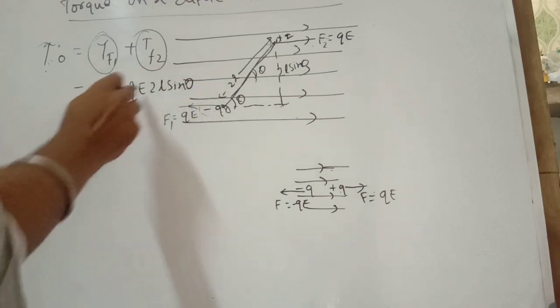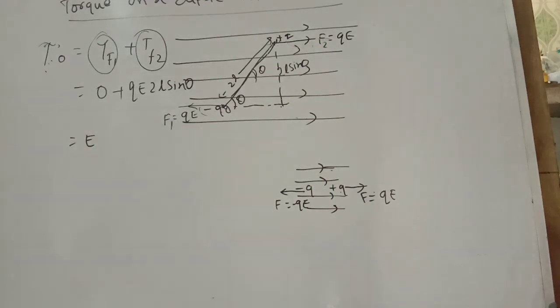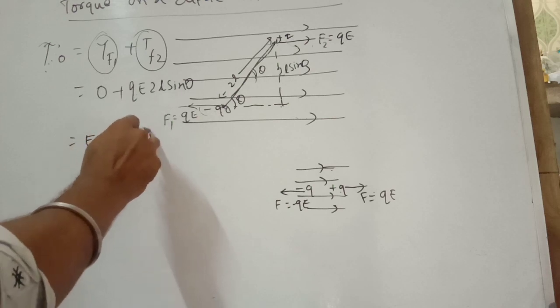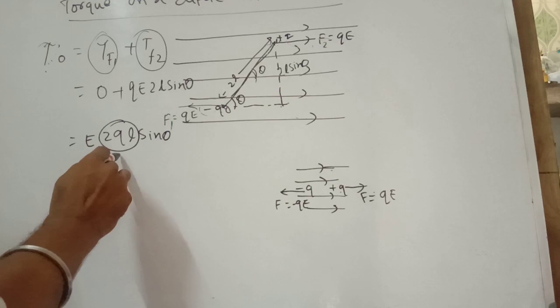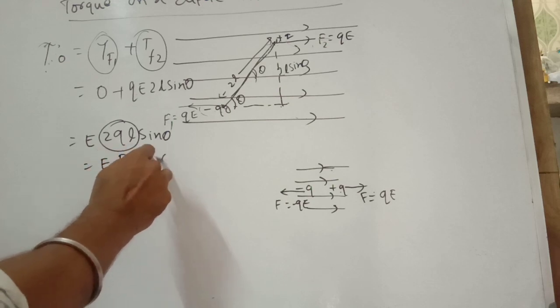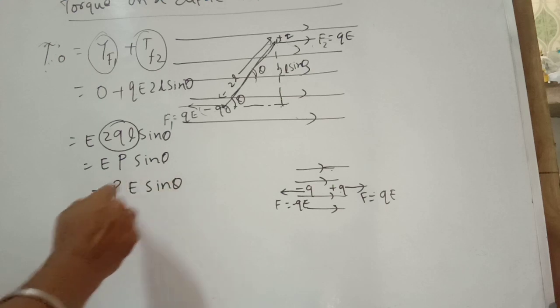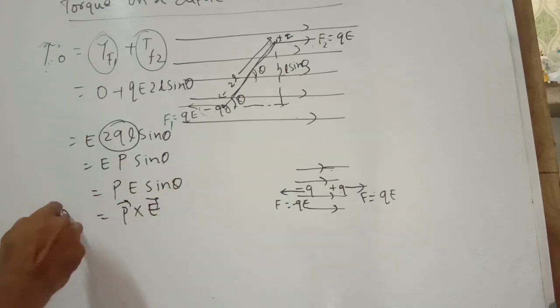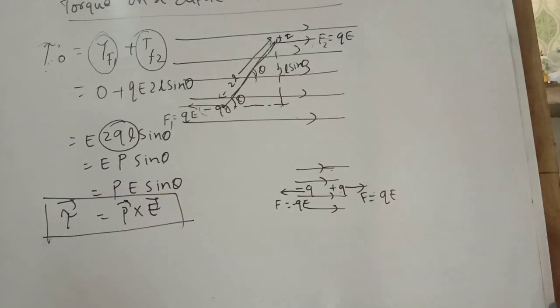Here you can also write it in terms of the dipole moment. What is it? 2qL sin theta. So 2qL is our dipole moment. So you can write pE sin theta. So this is the cross product of vector p and E. So this is how you write torque in vector form.